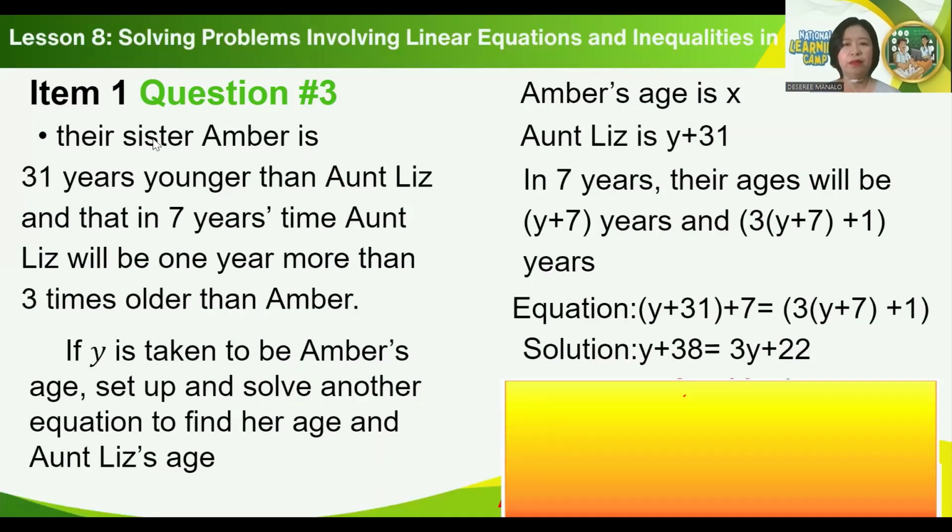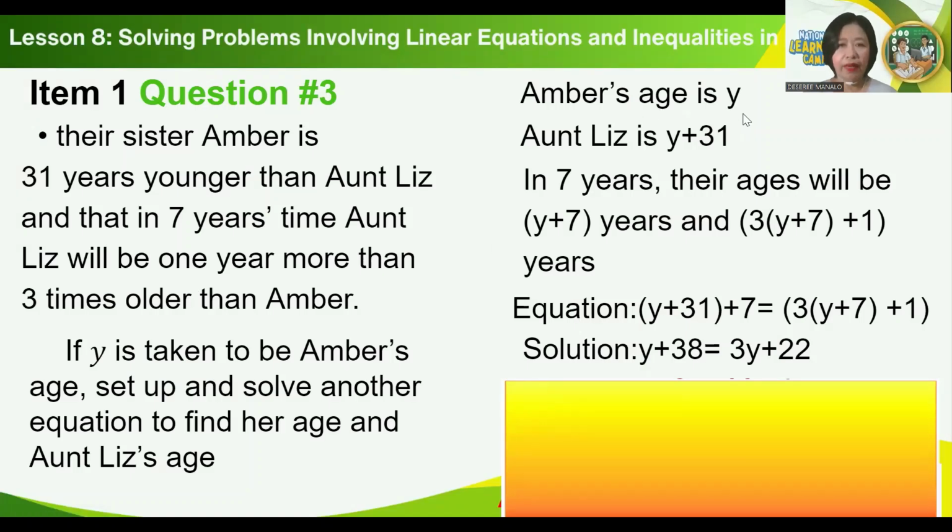Item 1, question number 3. Their sister Amber is 31 years younger than Aunt Liz, and in 7 years' time, Aunt Liz will be 1 year more than 3 times older than Amber. If y is taken to be Amber's age, set up and solve another equation to find her age and Aunt Liz's age.